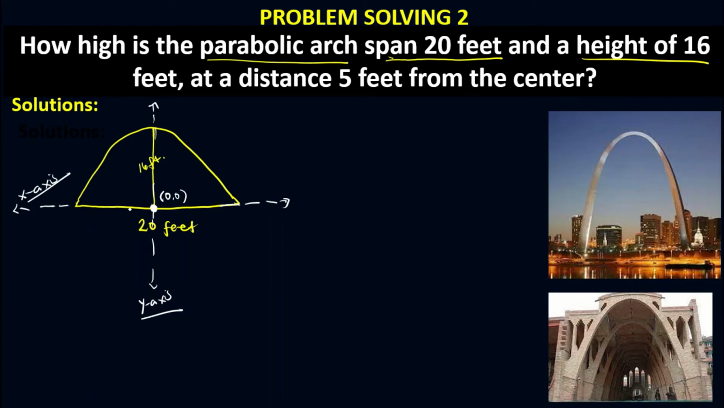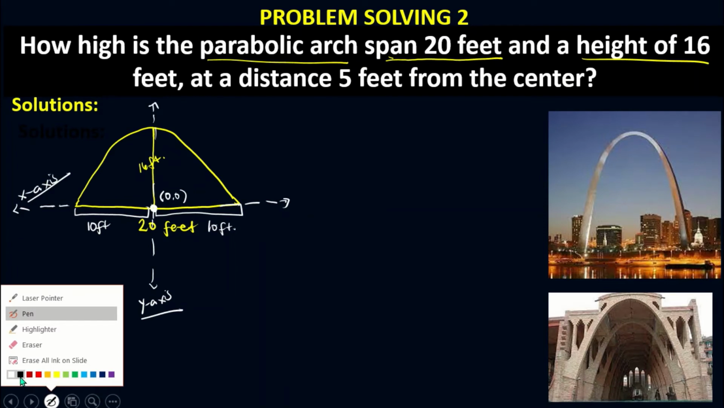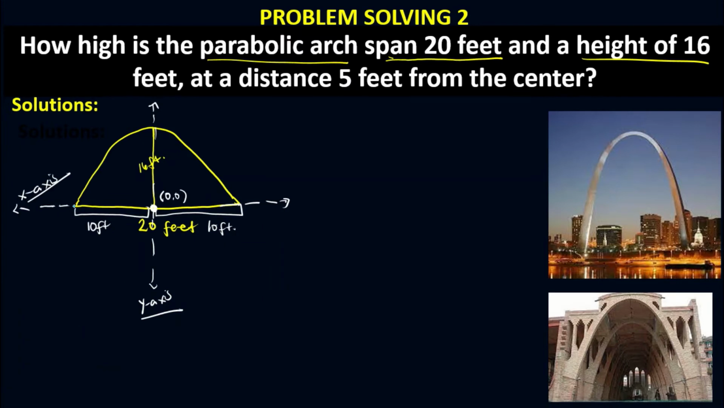So that means if we have 20 feet here in the whole span, the half of that is 10 feet, and the other half is also 10 feet. Now, if we already know the distance of our parabola from the center, we all know that the coordinates of this point and this point are equidistant from our center.